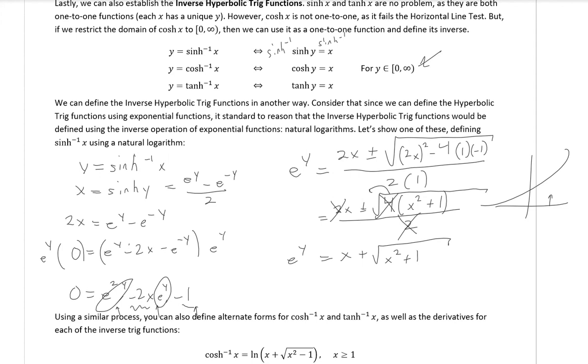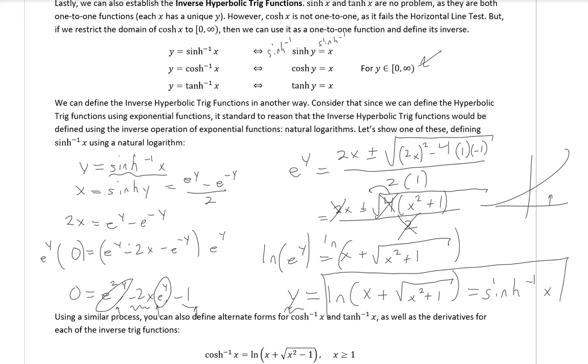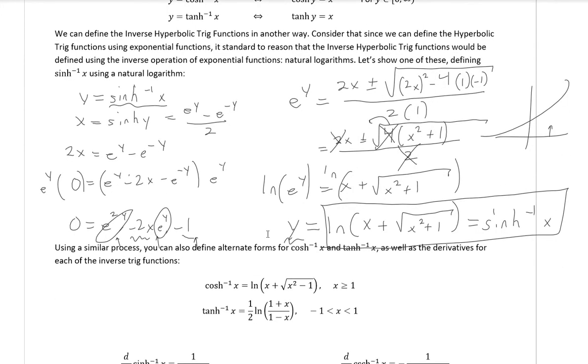And to get y by itself now, all we need to do is apply a natural log to both sides. So natural log to both sides, and we get y equal to natural log of x plus the square root of x squared plus 1. So that would be our solution, because we know we have y, which we defined as sinh of x before, so we have our solution for what sinh of x is equal to. So it's another way of defining sinh of x as the natural log of x plus the square root of x squared plus 1, all under the natural log. So that'd be a proof of how we would do that.